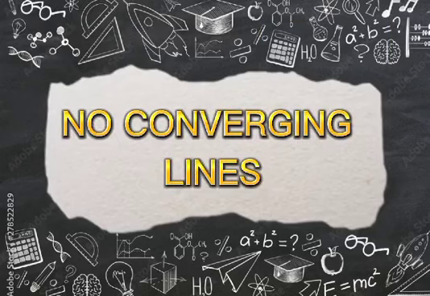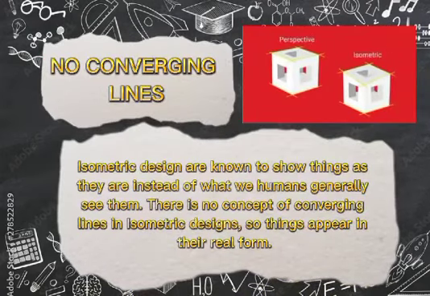Next is no converging lines. Isometric designs are known to show things as they are instead of how we humans generally see them. There is no concept of converging lines in isometric designs, so things appear in their real form.